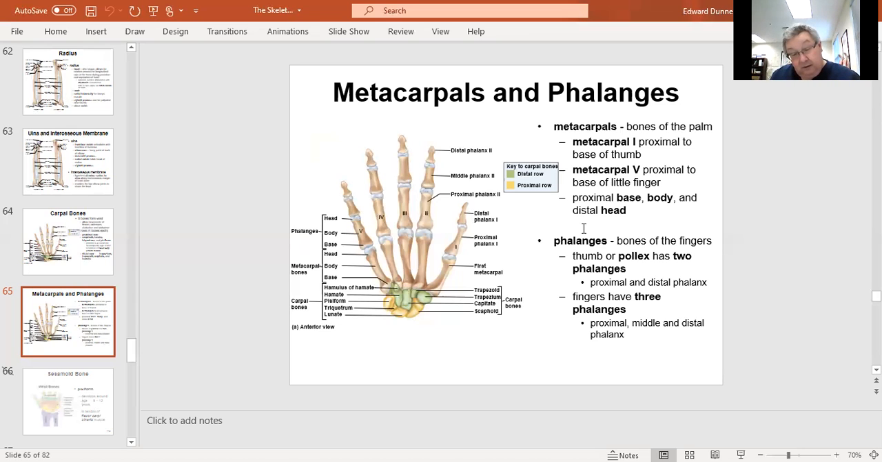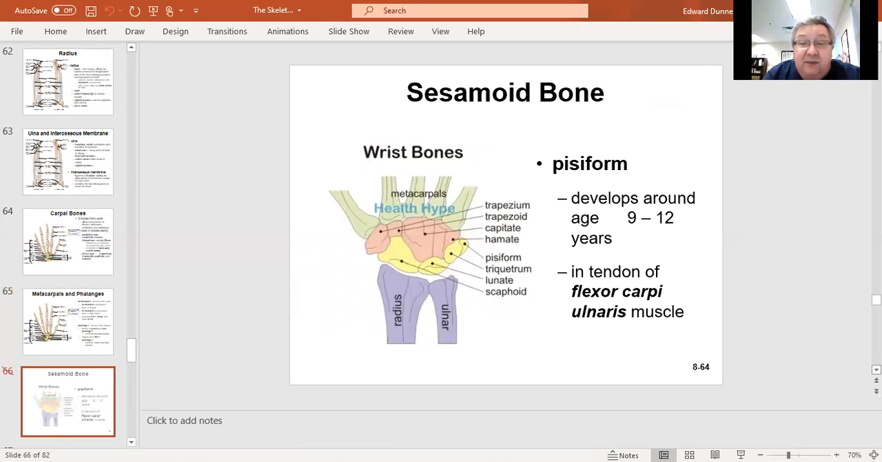And that should pretty much be the hand. Almost done. So again, here's the sesamoid bone of the hand, the pisiform. Remember, the pisiform is on the proximal row closest to the radius and the ulna, and the pisiform is within the flexor carpi ulnaris muscle.